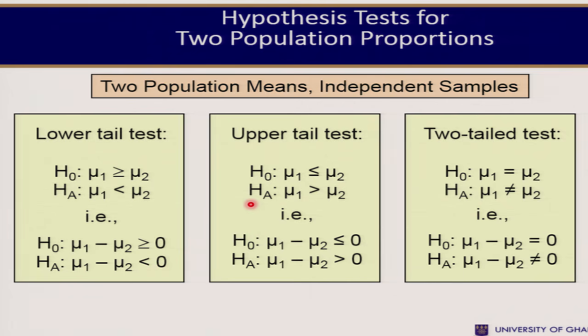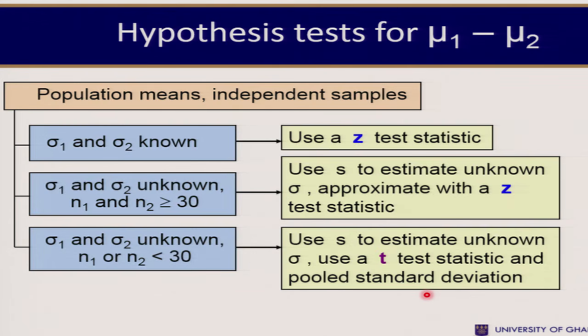For the upper tail test, we are testing the alternate hypothesis that mu1 is greater than mu2. In the lower tail test, we tested the alternate hypothesis that mu1 was less than mu2. In the two-tail test, we are testing the alternate hypothesis whether mu1 is not equal to mu2, or mu1 minus mu2 is not equal to 0.